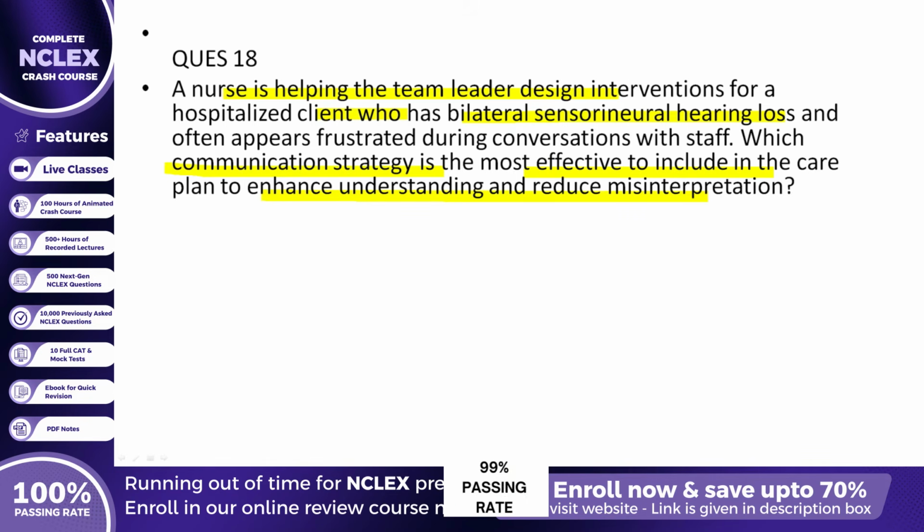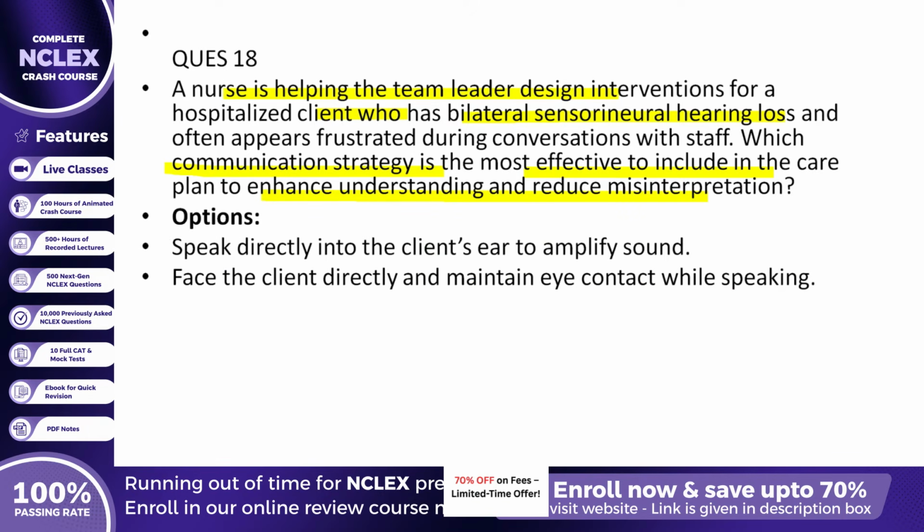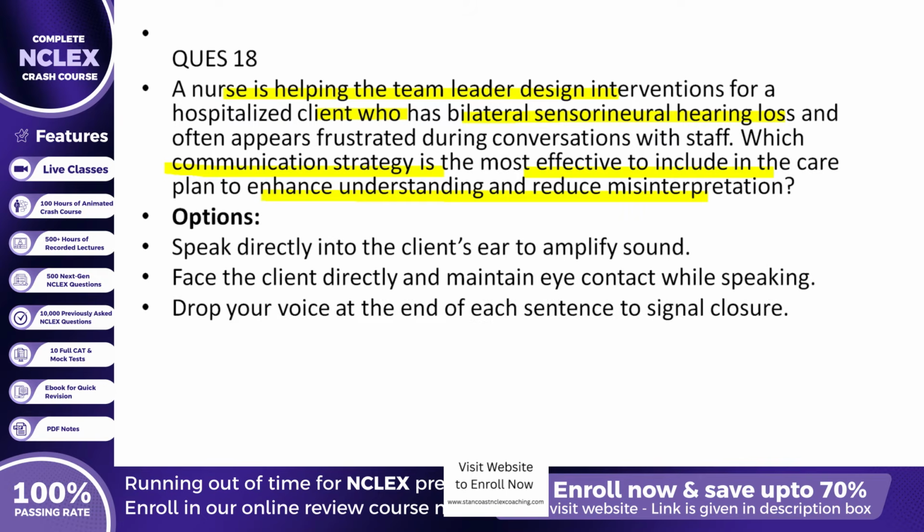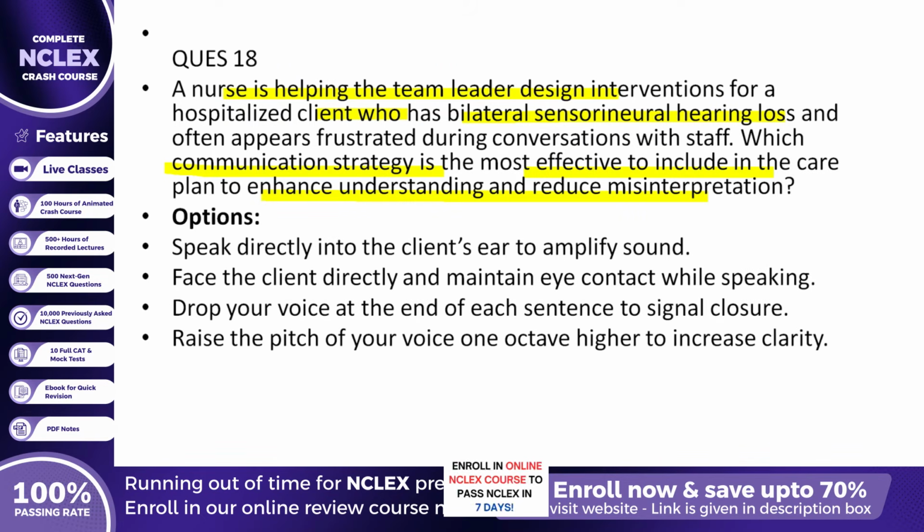The first option is to speak directly into the client's ear to amplify sound. The second option is to face the client directly and maintain eye contact while speaking. The third option is to drop your voice at the end of each sentence to signal closure. And the fourth option is to raise the pitch of your voice 1 octave higher to increase clarity. The correct answer is option 2, face the client directly and maintain eye contact while speaking.